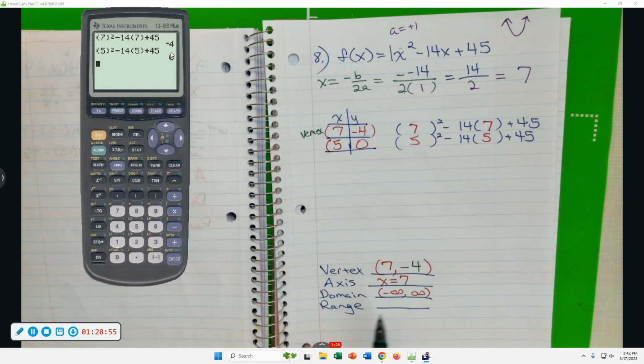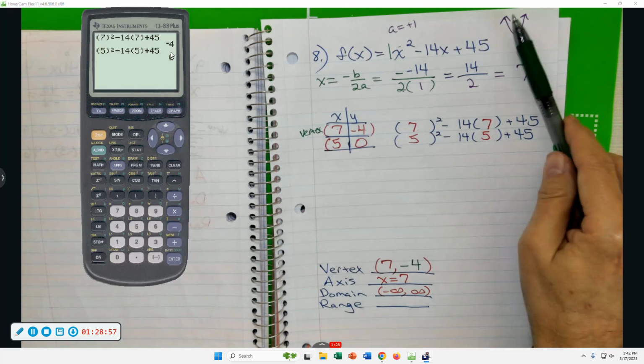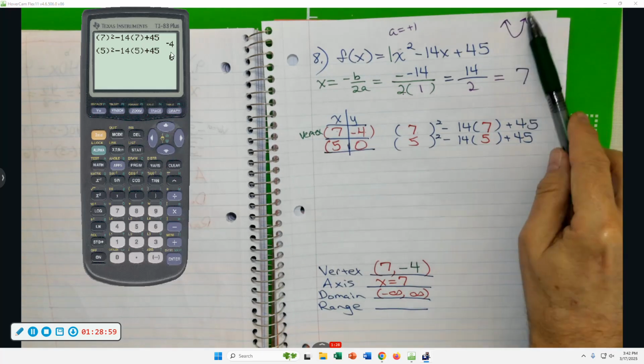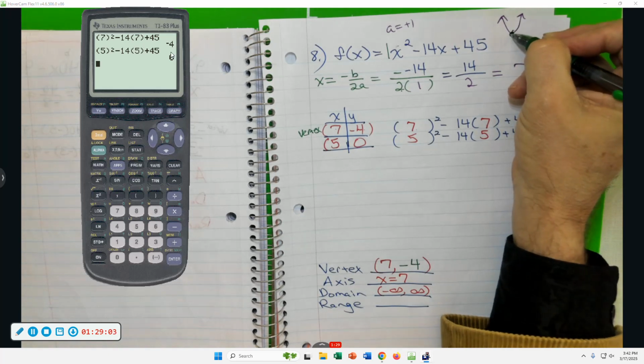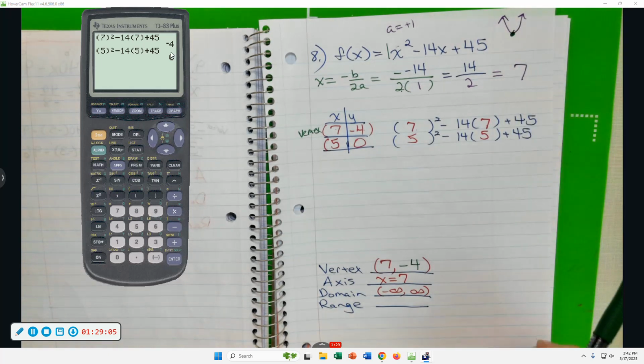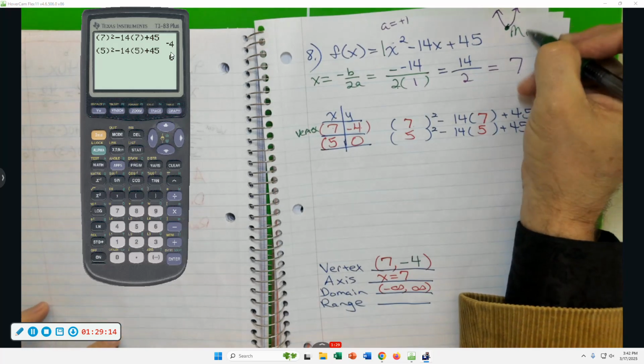All we have left is our range. The parabola is opening upward. Is that vertex going to correspond to a maximum value or a minimum value? Is it the high point or the low point? The low point, it's a minimum value.